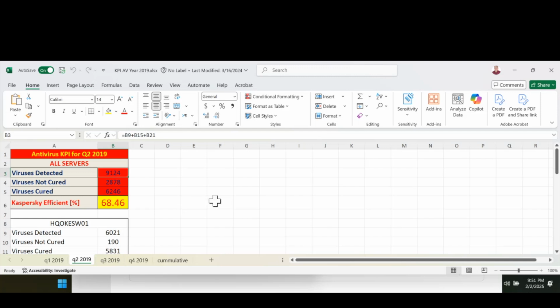Is it good? It depends on the target. What is my target as a company? Is it 90%? Is it 95%? So it depends on the target, okay? So the awareness will always have 2 different KPIs. The only control that will have 2 KPIs, okay?